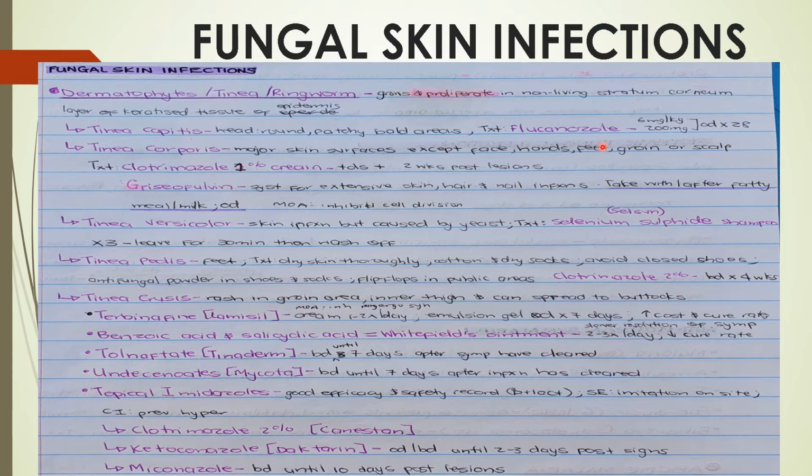Okay, and then we've got tinea corporis. This is on the major skin surfaces except your face, hands, feet, groin, and scalp. So it's anywhere else like your neck, your stomach, etc. Treatment would be using clotrimazole 1% cream 3 times a day for 2 weeks post lesion. So you must use it 3 times a day until the bald patches or the lesions on the skin have disappeared, and you must continue for 2 weeks after they've disappeared.